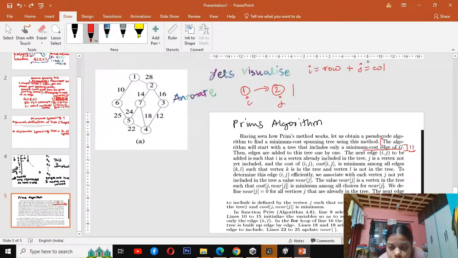Oh, okay. So I'm just reading it in my head, and then I'll tell you my logic behind it, my approach. And your weight is represented by cost of I and J minimum. It has to be minimum. Yes.